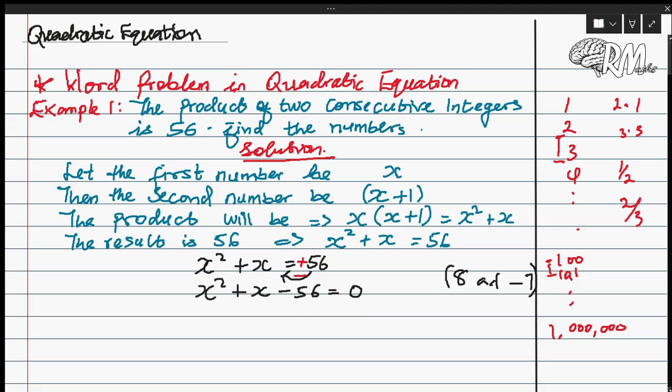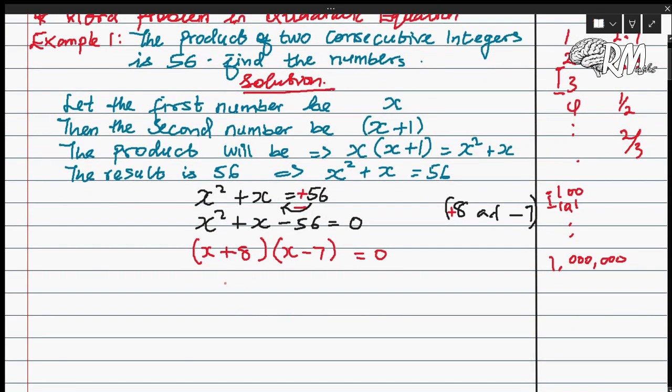So the next thing I'll just have to put brackets. I have a bracket here, a bracket here. Then I put one of the x here and the second x here. Since there's a plus, this is a positive 8, so I'll put plus 8 here, and minus 7 I'll put here, so equals 0. Then the next step is for me to equate each bracket to 0. So I have x plus 8 equals 0, and x minus 7 equals 0.